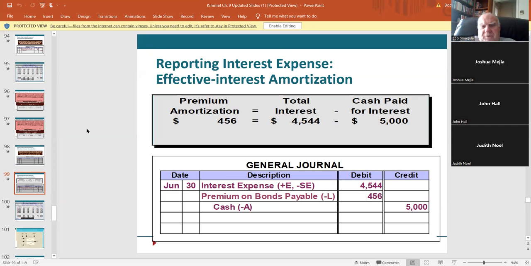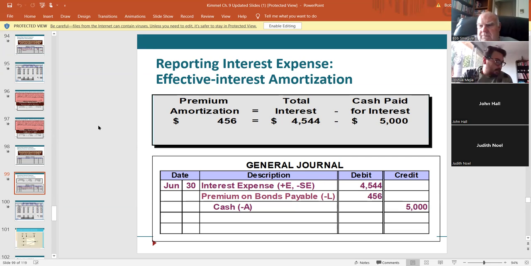And here we go. We're looking at the interest payment. We are going to debit interest expense for $4,544, and we're amortizing $456. We know that, and that adds up to the $5,000 in cash. So notice here that our total interest expense is less than the cash payments.